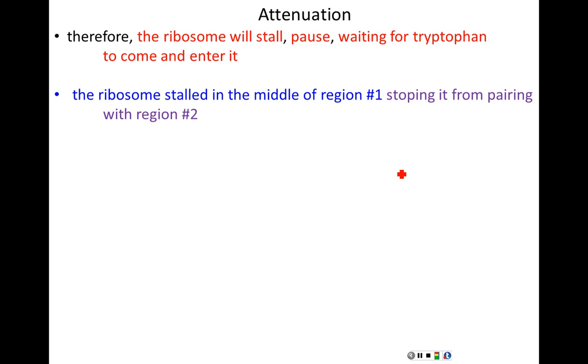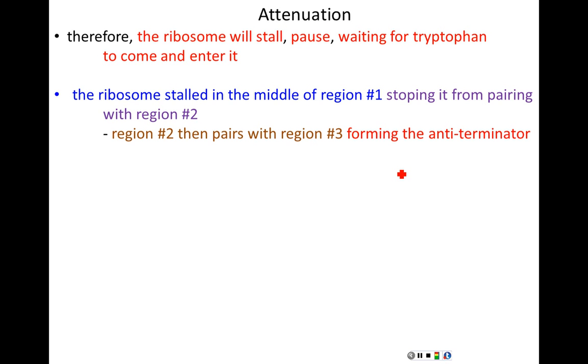With the ribosome stalled there in region 1, that ties region 1 up and makes it unavailable for base pairing with region 2. Oh, I love it. Since region 1 is tied up, region 2 remains unbase paired. It remains unbase paired until region 3 is transcribed. Once region 3 is transcribed, region 2 and region 3 pair up. That is the anti-terminator form that allows transcription to continue. RNA polymerase continues on, transcribes the rest of the operon, so that those proteins of the trp operon can be made to make more tryptophan because tryptophan levels were low.